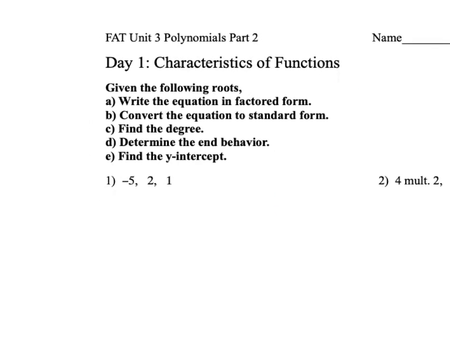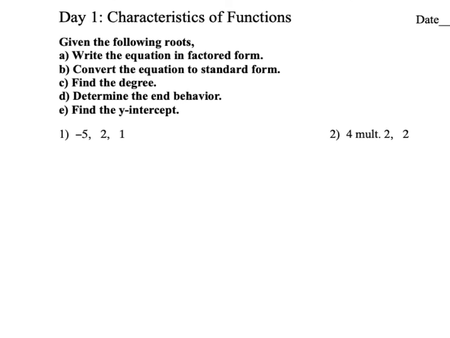Oops. There we are. So if we take a look just at problem number 1, all we have is that we got -5, 2, and 1. And we're saying, given these roots, so that means that we have x is equal to -5, x is equal to 2, and x is equal to 1. That's kind of how we're starting out, the roots, or you can think of them like x-intercepts.